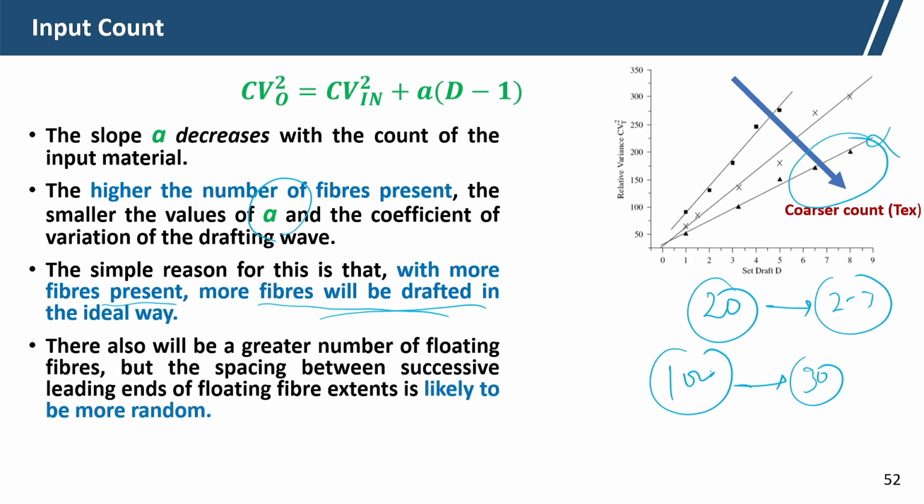There also will be a greater number of floating fibers, but the spacing between the successive leading ends of floating fiber extent is likely to be more random. So, that will also reduce the relative variance.